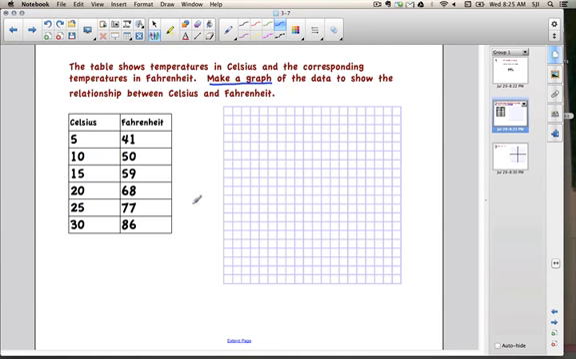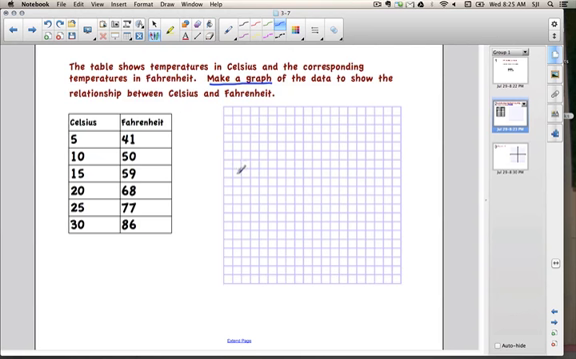And over here we have a table showing in the left-hand column temperatures in Celsius, and in the right-hand column temperatures in Fahrenheit. So for example, when it's 5 degrees Celsius, it's 41 degrees Fahrenheit. When it's 10 degrees Celsius, it's 50 degrees Fahrenheit, and so on. So we need to make a graph of this data.